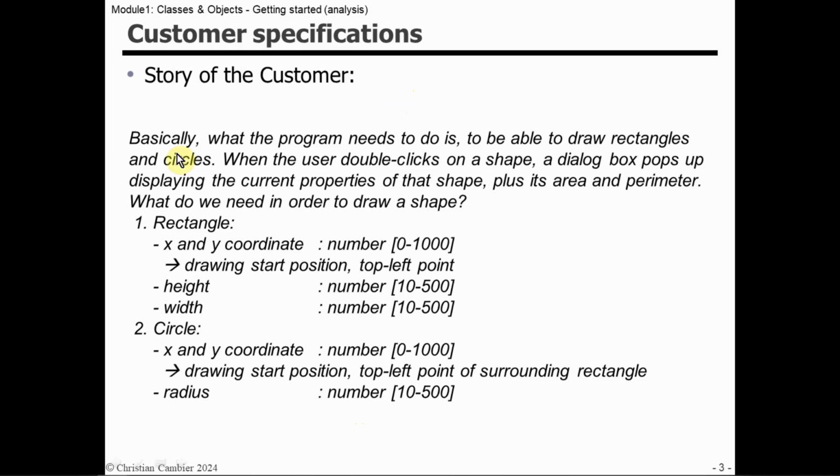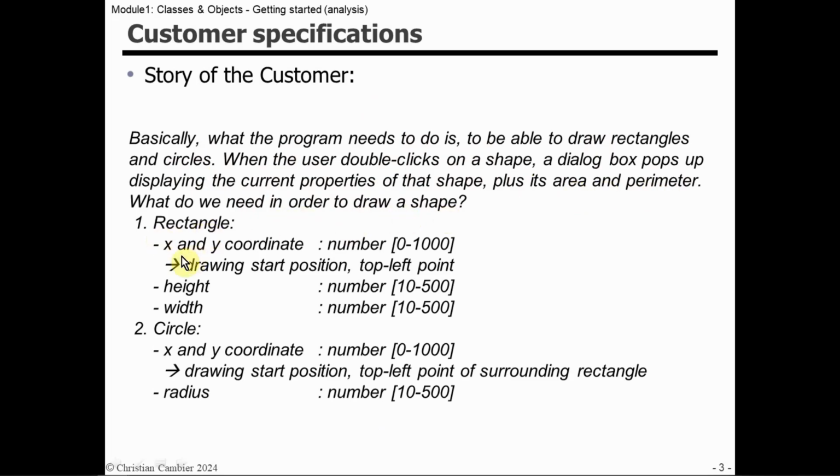The first thing is to listen carefully to what the customer wants us to develop. Suppose he summarizes the application as follows. So the story of the customer. Basically, what the program needs to do is to be able to draw rectangles and circles. When the user double clicks on a shape, a dialog pops up displaying the current properties of the shape plus its area and perimeter. What do we need in order to draw a shape?